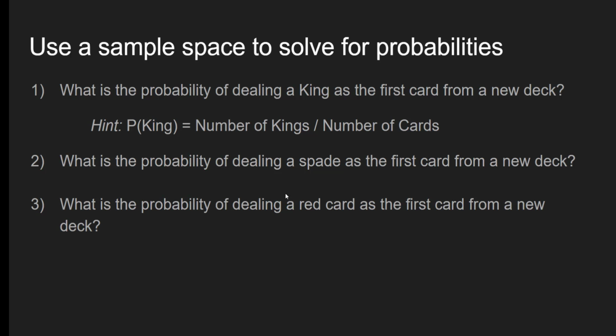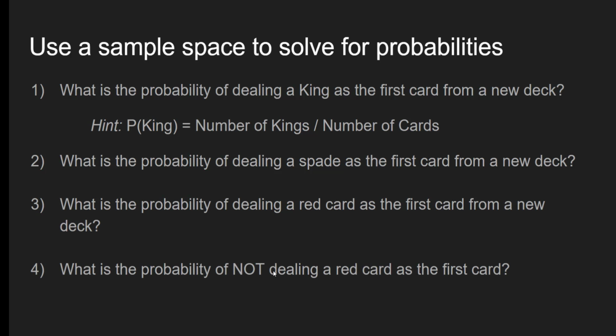The probability of dealing a red card as the first card from a new deck of cards would be 1/2. Half of the cards are red. We could count those up. We would count up all of the red cards, divide by the total number of cards. Half of the deck is red, half of the deck is black. The probability of dealing a red card would be 1/2.